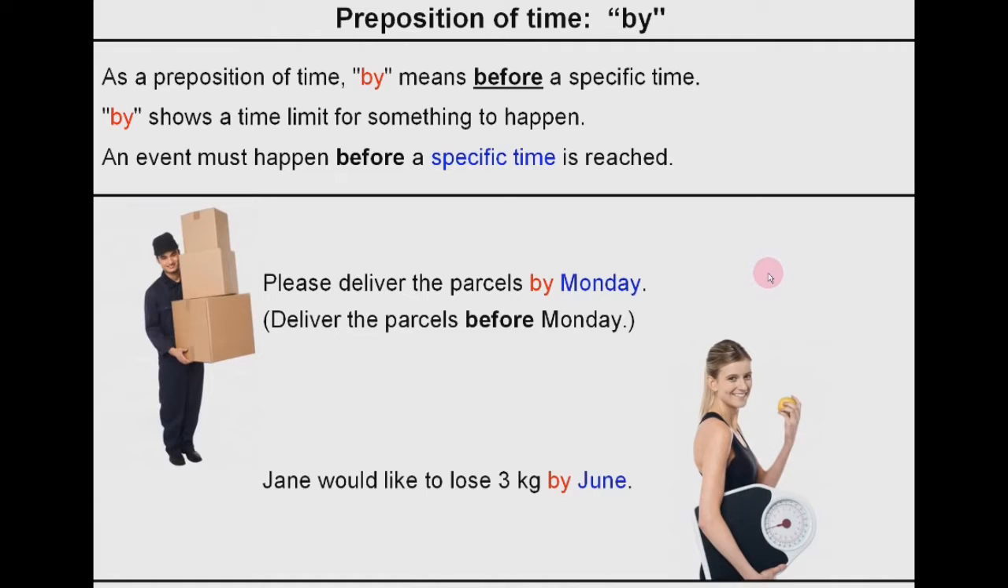Jane would like to lose 3 kilograms by June. So this means that she would like to lose 3 kilograms before June. So June is the specific time, and the preposition by means before. Okay?